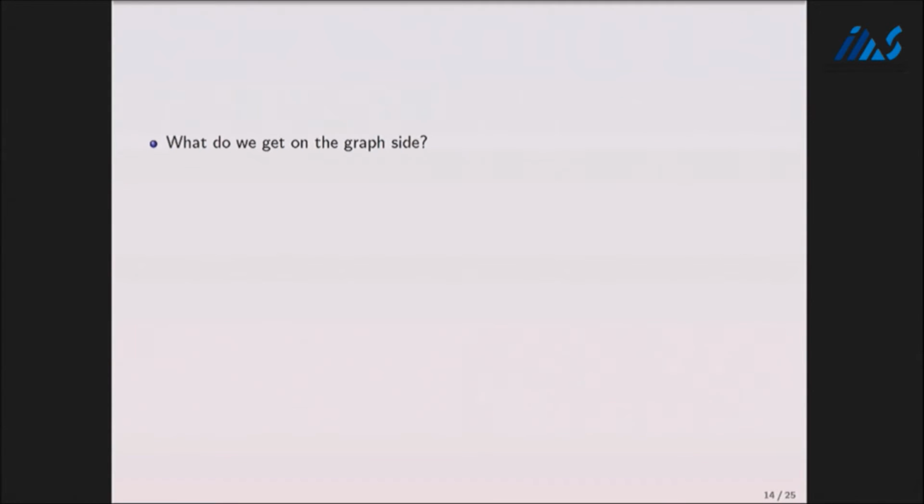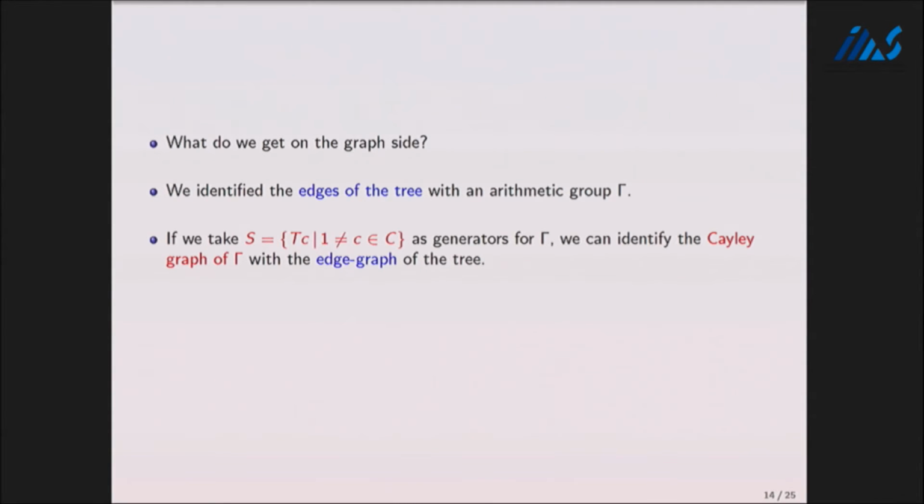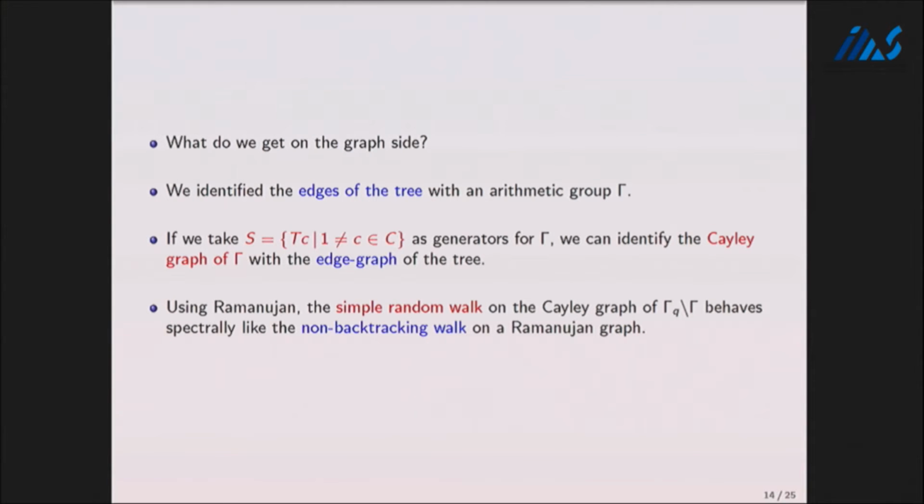Okay, so one thing that interested me is what do we get when we pull this back to the Ramanujan graph side. So now we have an identification of the edges of the tree with an arithmetic group. And we can take these as the semi-group generators. And if we look at the Cayley graph with respect to the semi-group generators, we can encode the non-backtracking walk on the tree or on a Ramanujan graph as a simple random walk on the Cayley graph of this group and its quotient. And this seemed to me very weird when I had this idea that I can have a Cayley graph behaving like a non-backtracking walk.